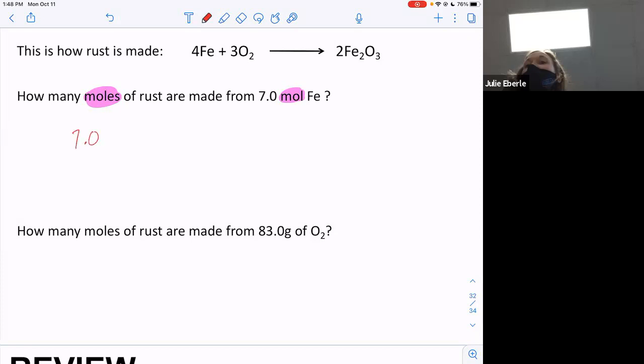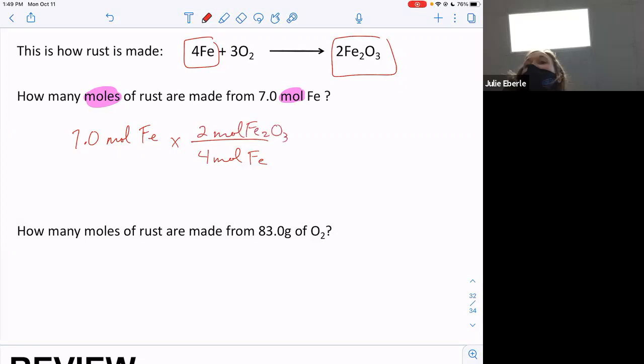We're going to start with 7 moles of iron. And which one is rust? I know that this one right here is iron. Which one's rust? Product. So I'm interested in the mole to mole ratio between these 2 things. Somebody tell me, what do I need to do from here? Right, so for every 4 moles of Fe on the bottom, we're going to multiply by my mole to mole ratio: 2 moles of Fe2O3.